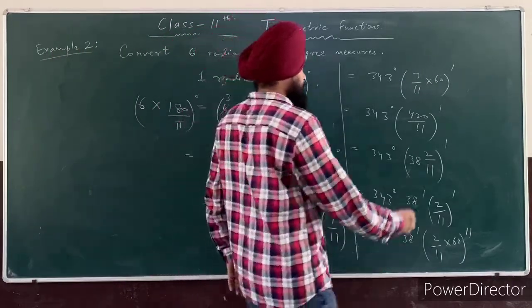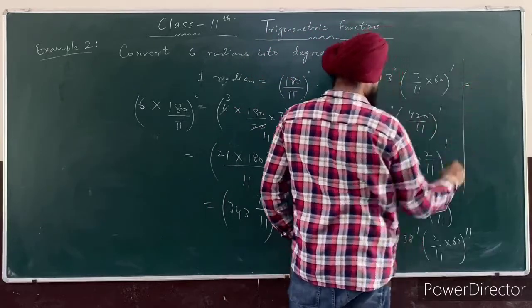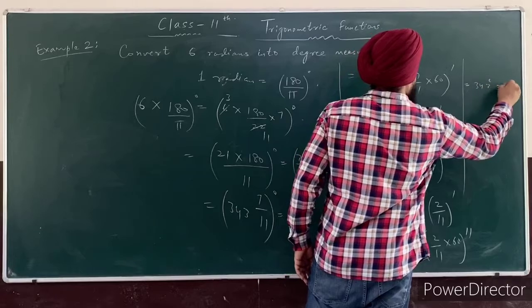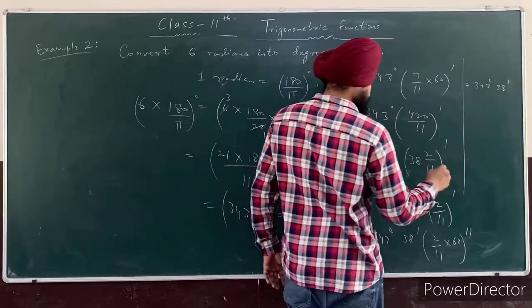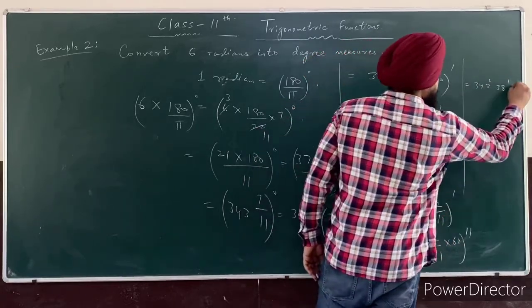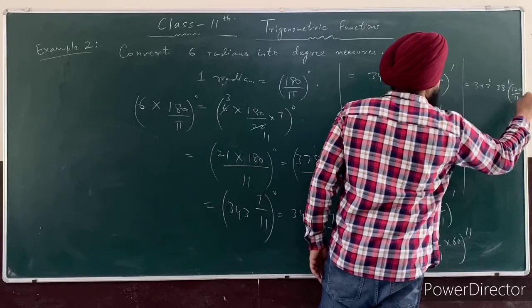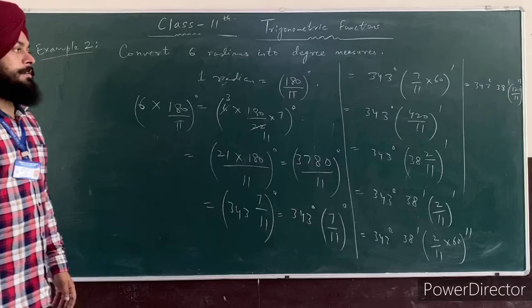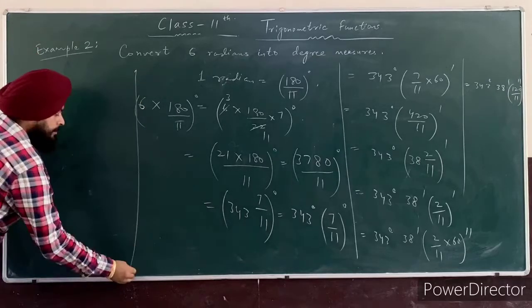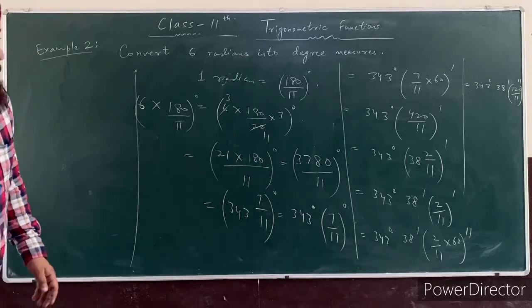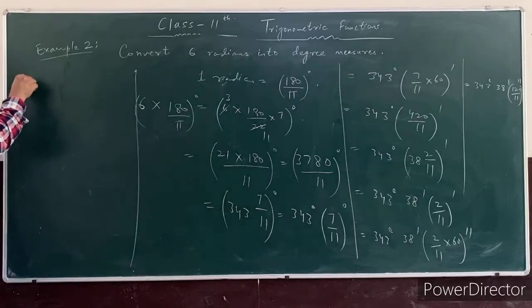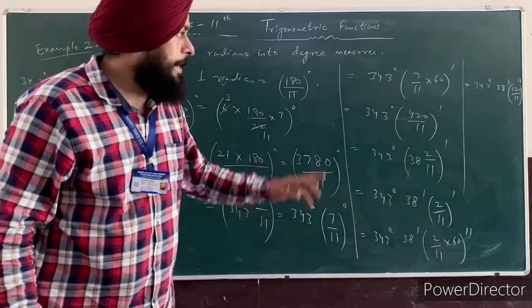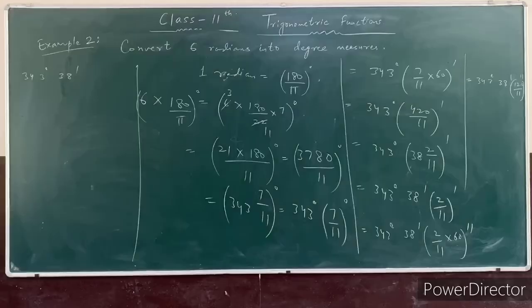So next, 343 degree, 38 minutes and 60 to the 120 by 11 seconds. Clear? Next, 343 degree, 38 minutes, 120 by 11 seconds.